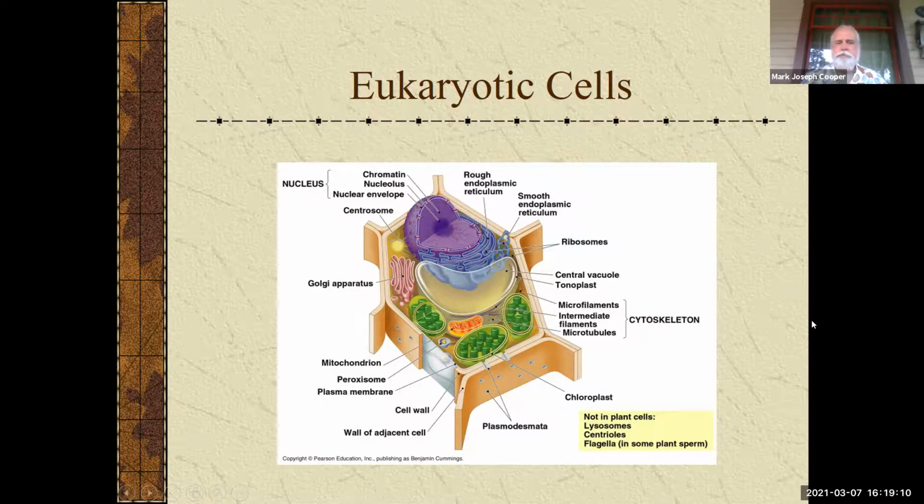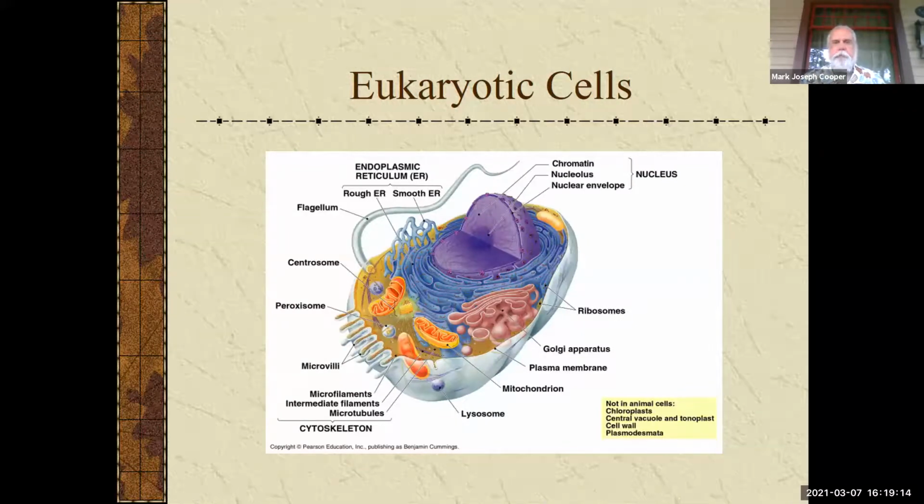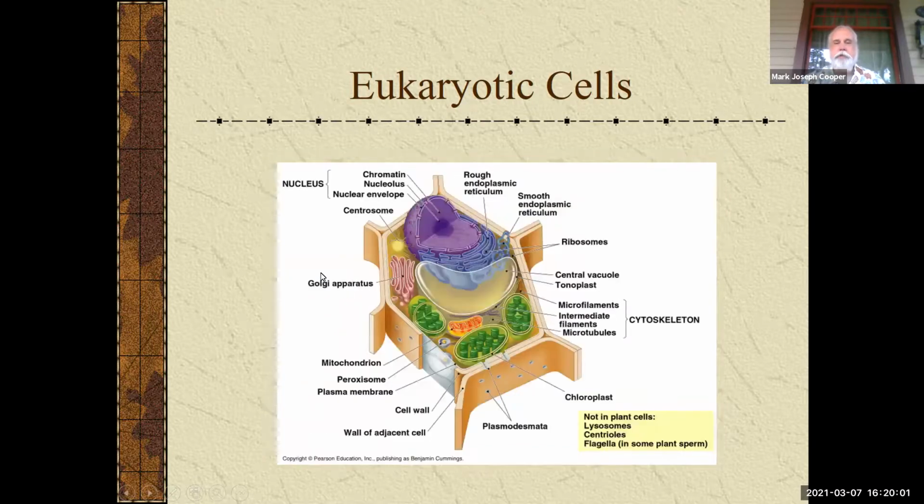How do you tell an animal cell? Animal cells don't have a cell wall. They don't have chloroplasts. What you will notice though, what they do have is they have, I'm looking for it on here. Okay, so here's the key right here. Centrosomes or centrioles. This is what an animal cell will have, a plant cell does not. And I'm not sure it says that on there. Yeah, so centrioles there.